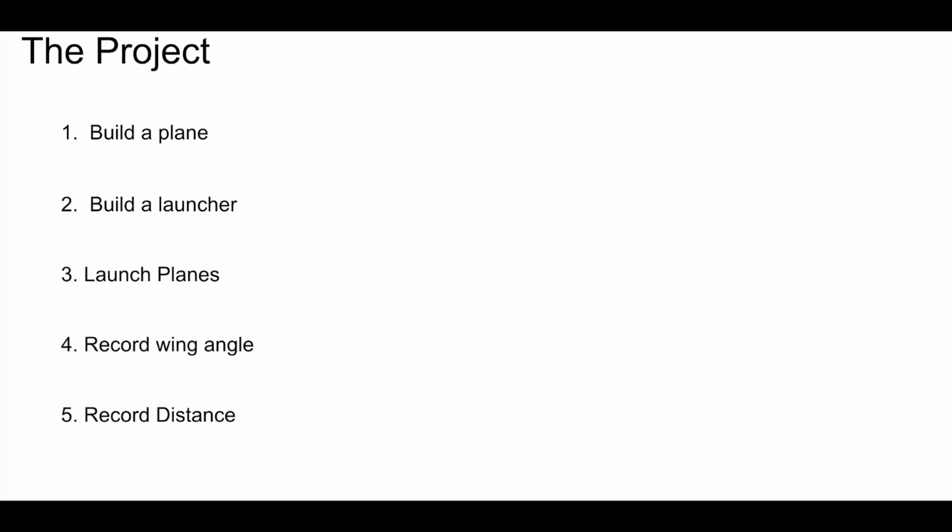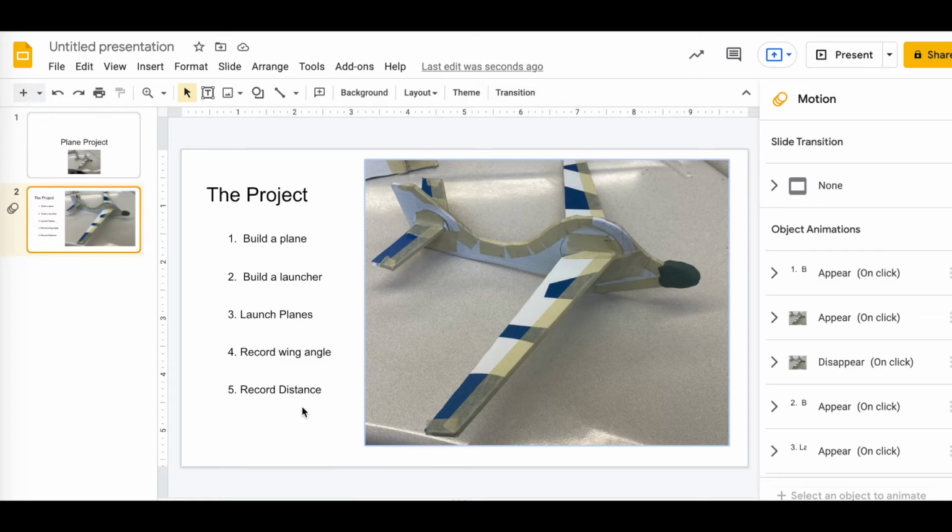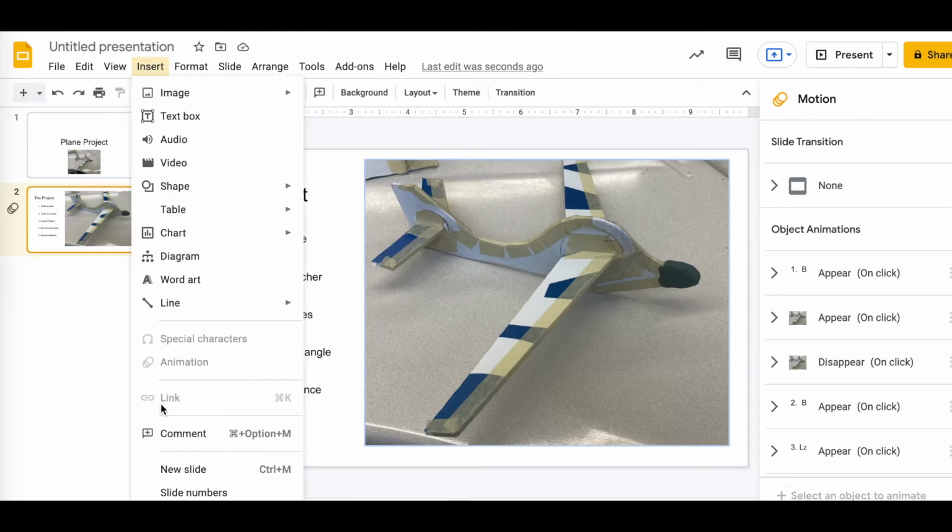There you go. And then we have 2, build a launcher. Okay, and then I want a picture of the launcher to appear and then maybe disappear. Then launch plane, record wing angle, record distance. I would put all that stuff in. I'd put pictures of all that in. Then on the next page, I would want my table of values and the graph, so I insert a new slide.